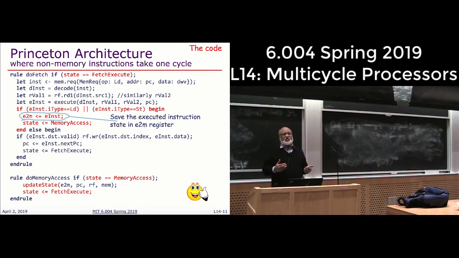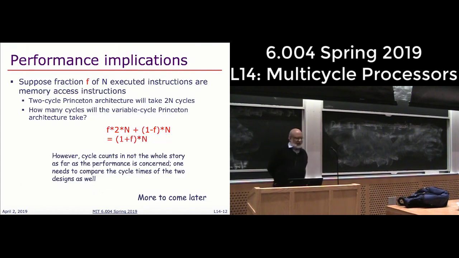Why are we going to this complexity? Of course it's going to take fewer cycles when you do this than every instruction taking 2 cycles. So this is good news. All right, performance implications, I already explained it to you.